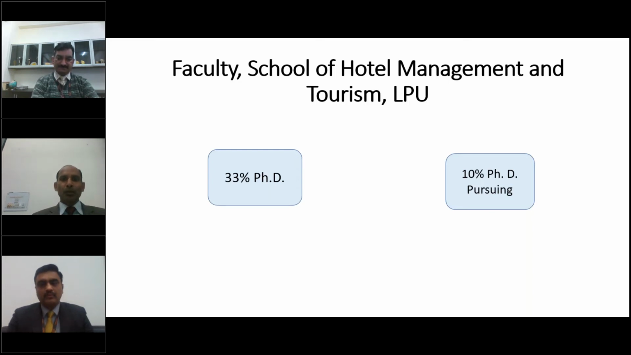As initially shown, we have a PhD in hotel management and a PhD in tourism. Then we have two postgraduate programs, where we have much more focus on the research orientation of the students.